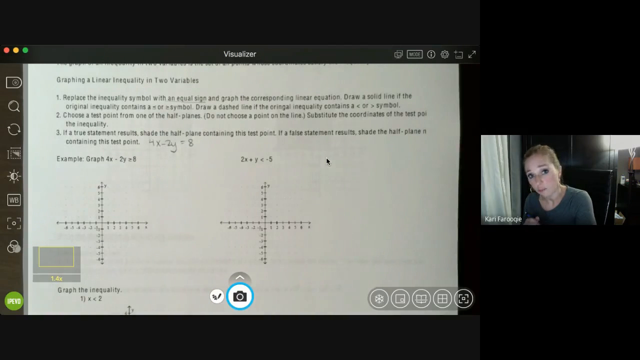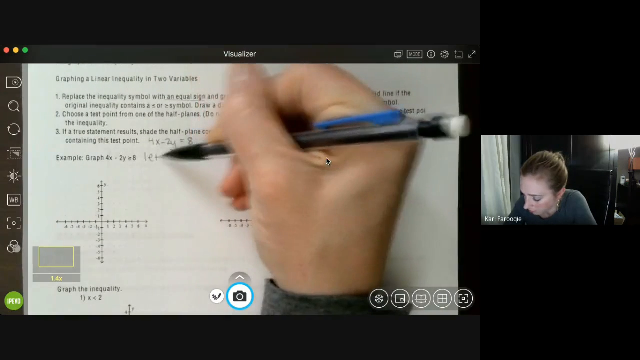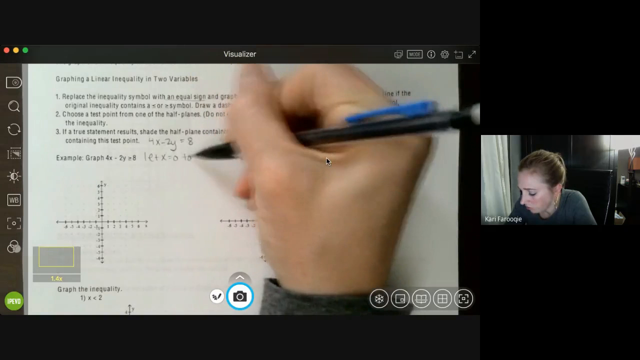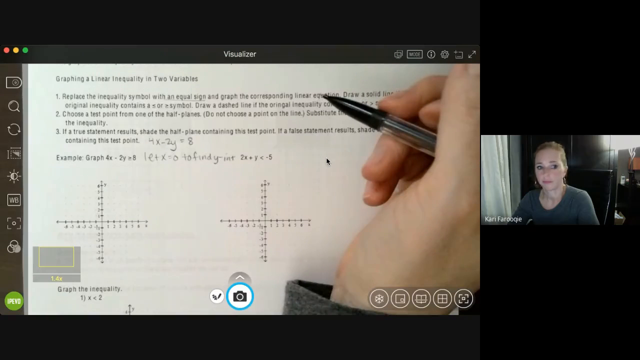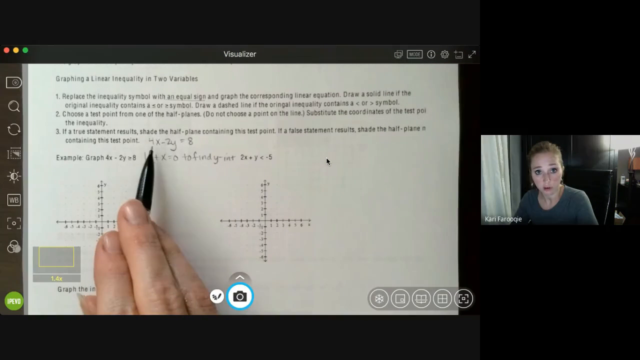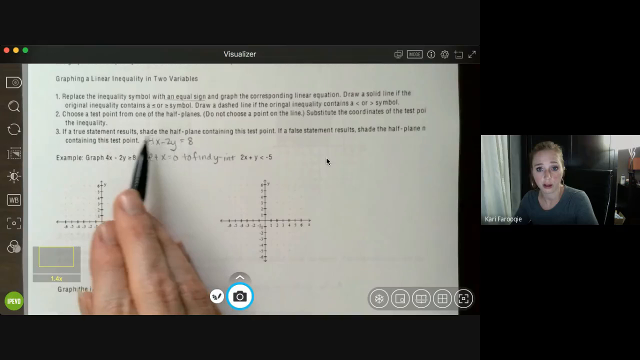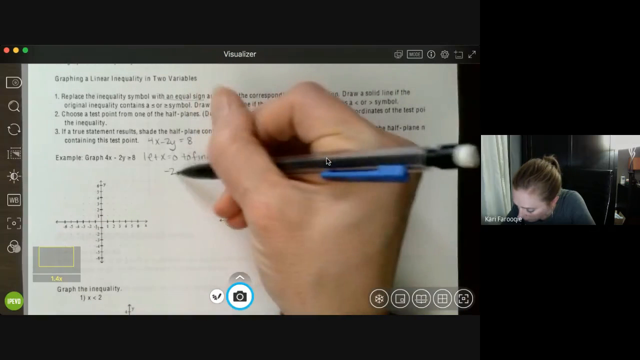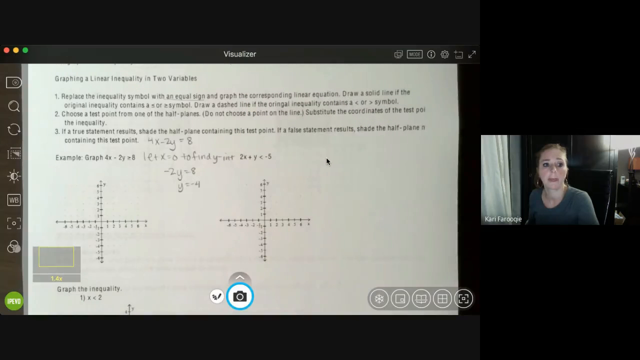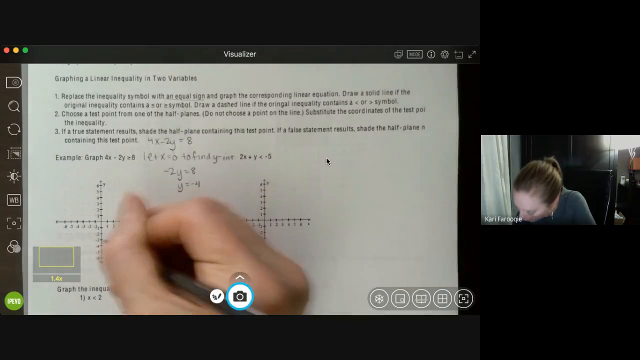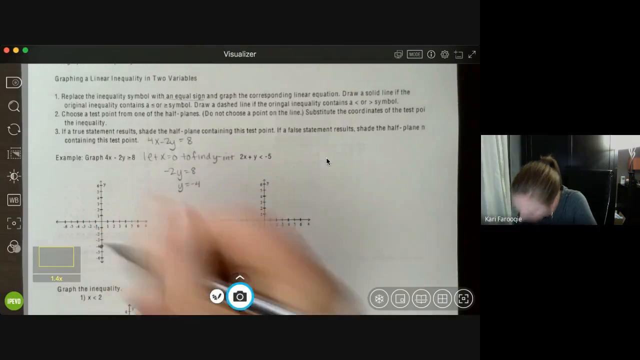And then to graph by using intercepts, you're going to first let x equals 0 to find the y-intercept. Now, if x equals 0, then this whole term, 4x, goes to 0, and you have negative 2y equals 8 and y equals negative 4. That's your y-intercept. Plot it on the graph. Y equals negative 4.